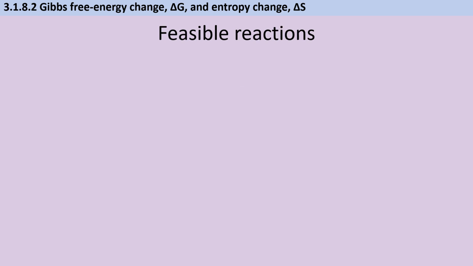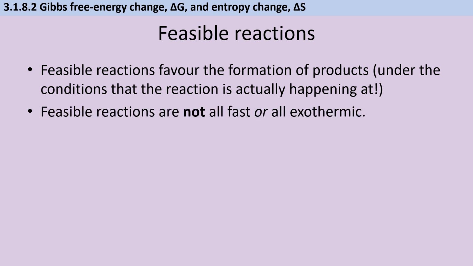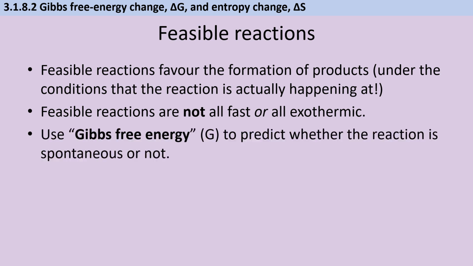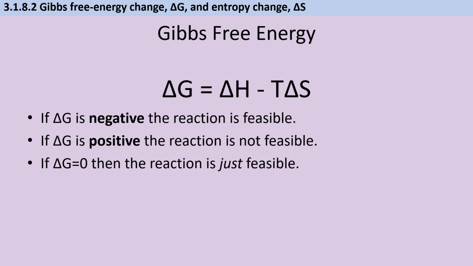A typical Gibbs free energy question is likely to ask you whether a reaction is feasible. Feasible reactions favour the formation of products under the conditions where the reaction is actually happening. They're not all fast and they're not all exothermic, but Gibbs free energy is a value that we can calculate to predict whether that reaction is spontaneous or not. And when we say free energy, we mean energy that is available to do work as opposed to energy that's stored and locked up somehow.